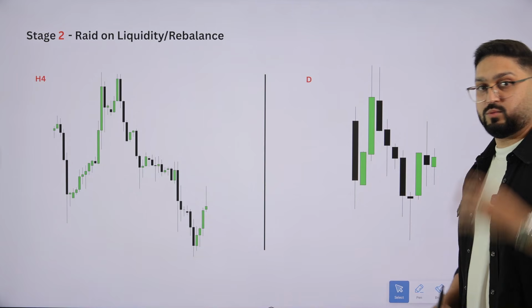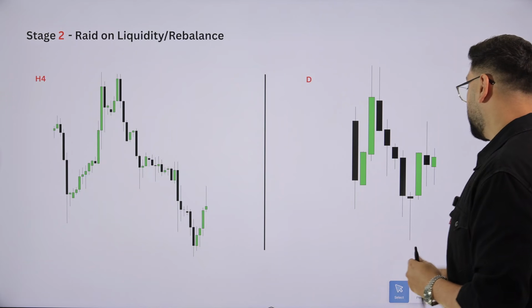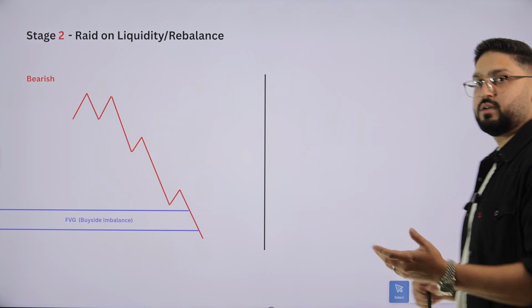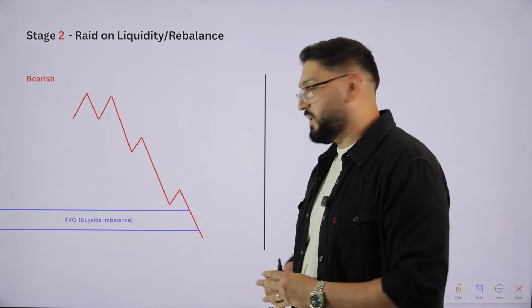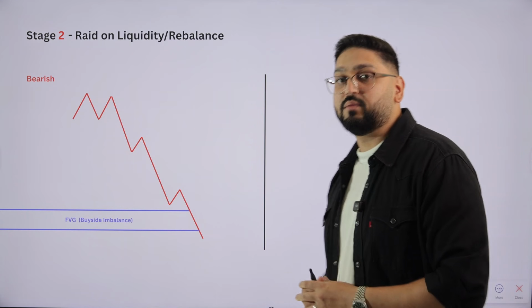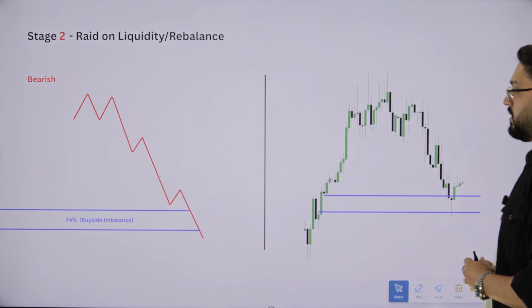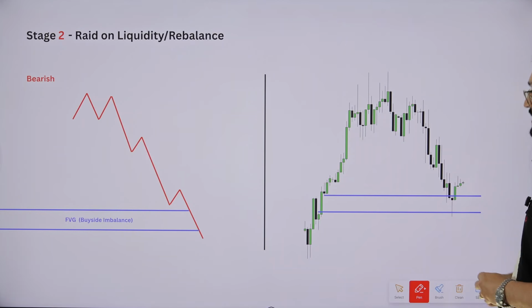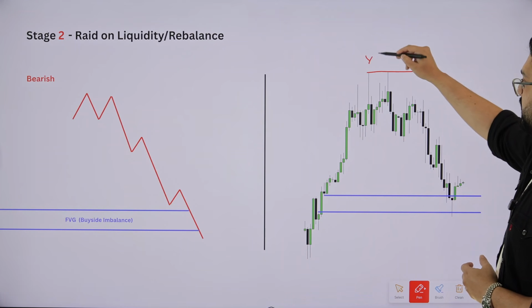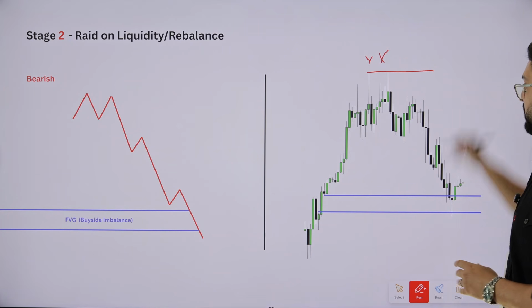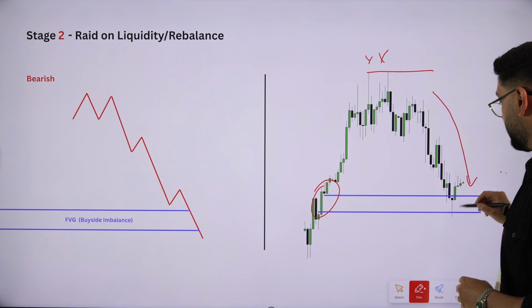Now, when we combine this with stage 3, it's even more powerful, and I'll get onto that in a second. But first, the second condition we want to look for in stage 2 is a rebalance of a fair value gap in the form of a buy-side imbalance that sits below the market. Again, this is what it looks like in price action, where we have equal highs or relative equal highs above the market. Prices traveled lower and rebalanced an inefficiency.